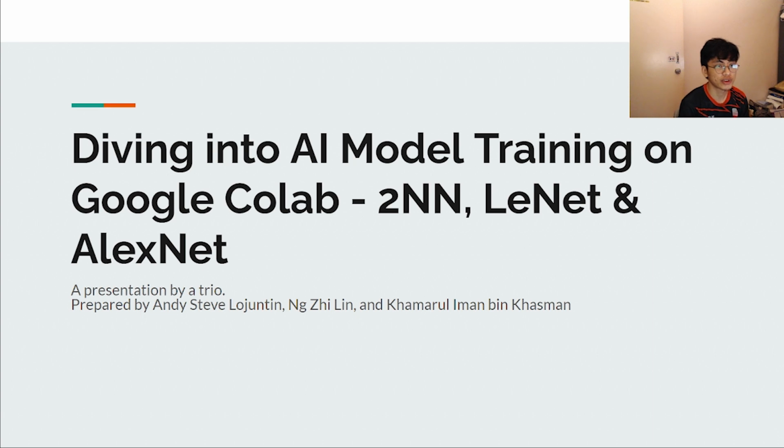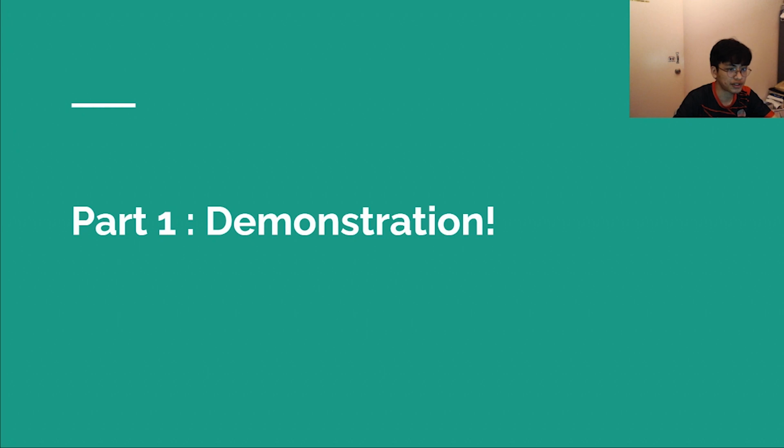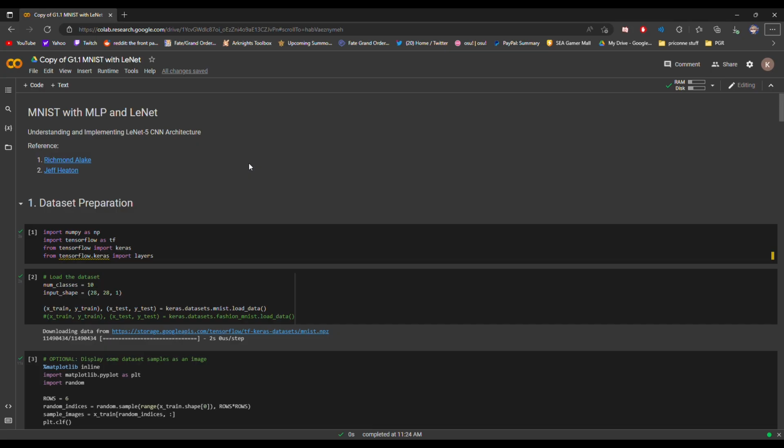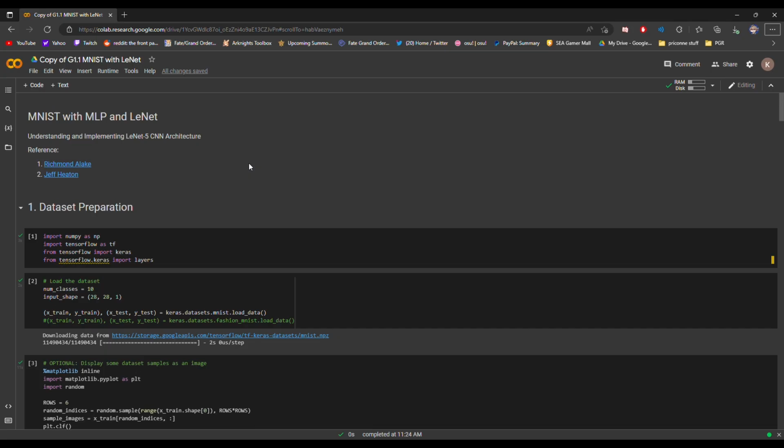So today we would like to talk about AI model training on Google Colab by implementing two-layer neural network, Lenet and AlexNet AI models. So let's start it off, shall we? Demonstration part. We'll be demonstrating task one of the group project, which is using MNIST dataset with two-layer neural network and the Lenet-5 model.